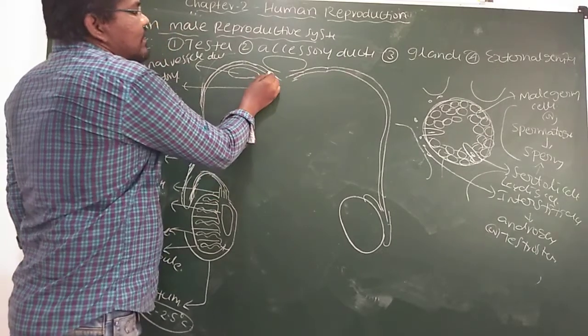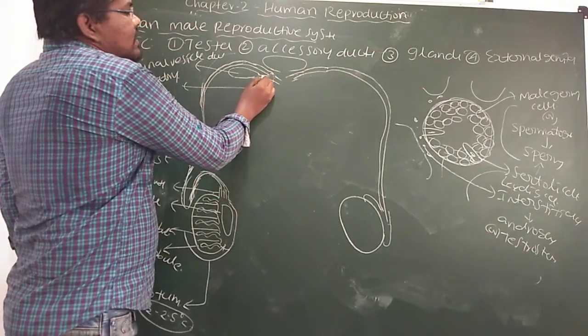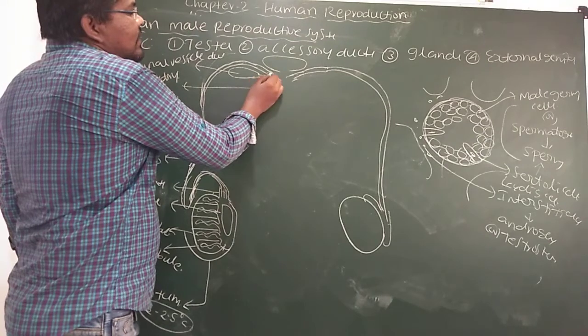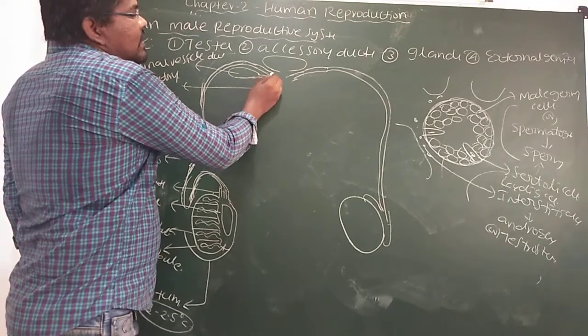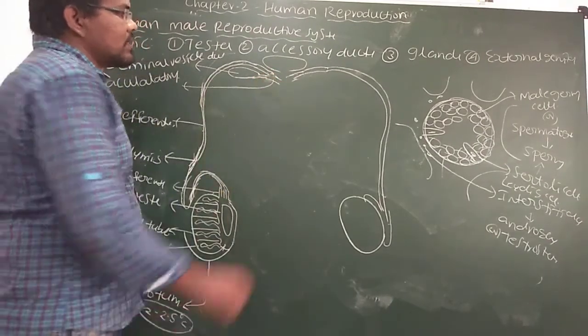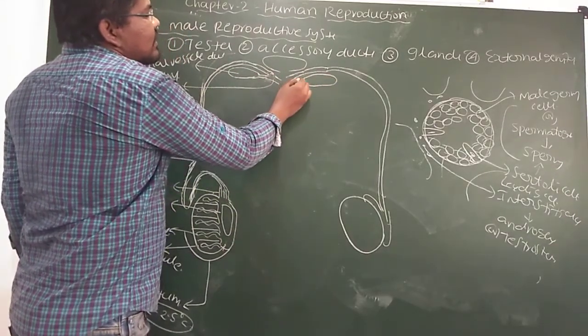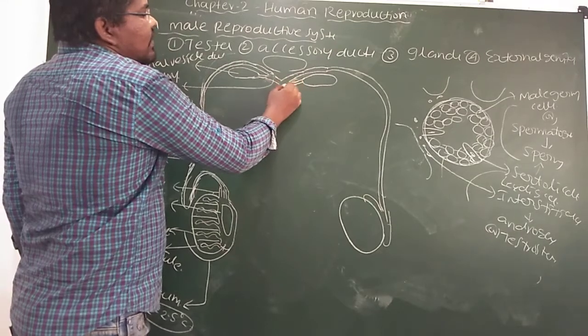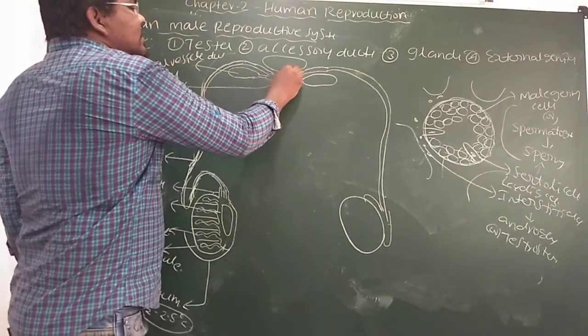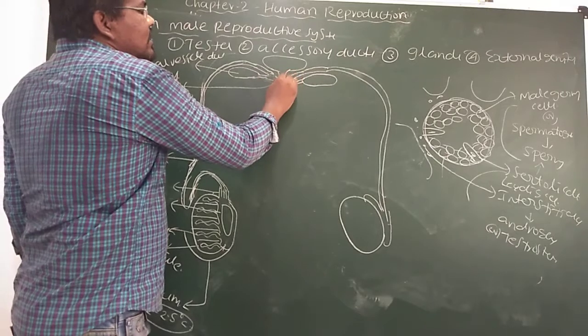Up to here is the vasa deferentia. This one is the seminal vesicle duct. Vasa deferentia combine with the seminal vesicle duct and become the ejaculatory duct. See here, this is the seminal vesicle and this is the seminal vesicle duct. Both are mixed, then we can see the formation of the ejaculatory duct. Then this ejaculatory duct is mixed with the urethra.